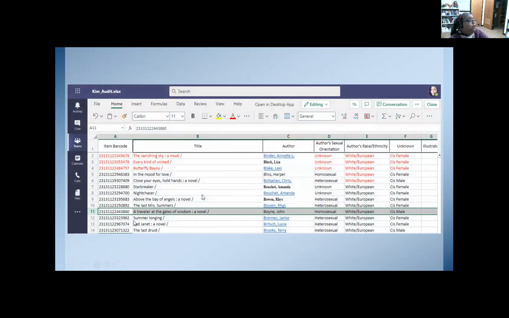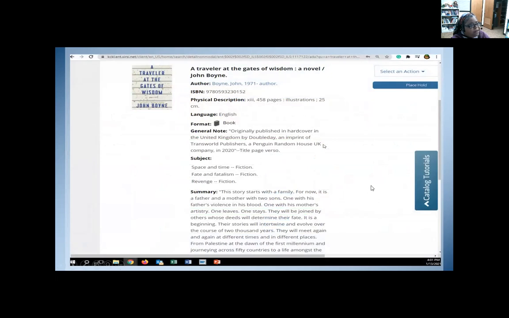So the title that I'm going to talk about is this title right here, A Traveler at the Gates of Wisdom, and it's by John Boyne. And so the first thing I did was look it up in kckpl.org and write the author in. It told me a little bit about the book, but it seems like a really complicated book, and it didn't give me much author information. So I used some of those other resources that I talked about. First place I went was Goodreads, and I was hoping to find a picture of the author to get an idea, because this is an author I'd never heard of. But they didn't have a picture, but they did have a lot of good information about the book.